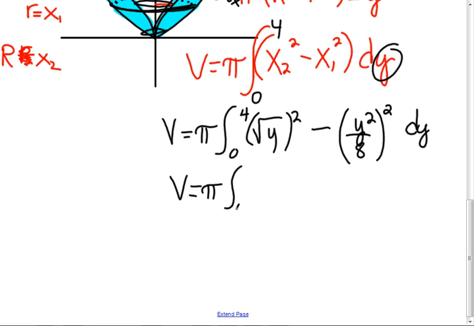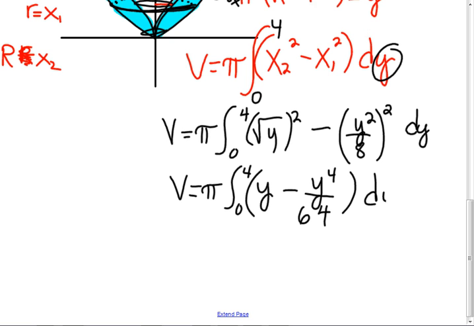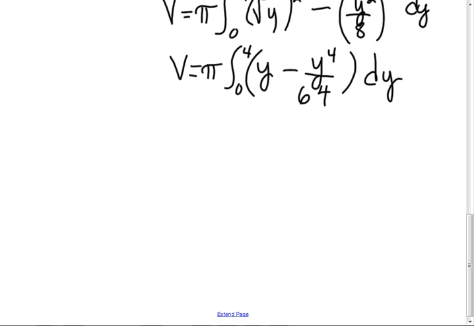Now, if they said set up and do not integrate, I'd leave it just as it is. But this is y to the fourth over what? 64, because that's where the mistakes are usually made. That's right. On your calculator, even if you can do it by hand, because this is very doable by hand, I still think you're safer with your calculator.